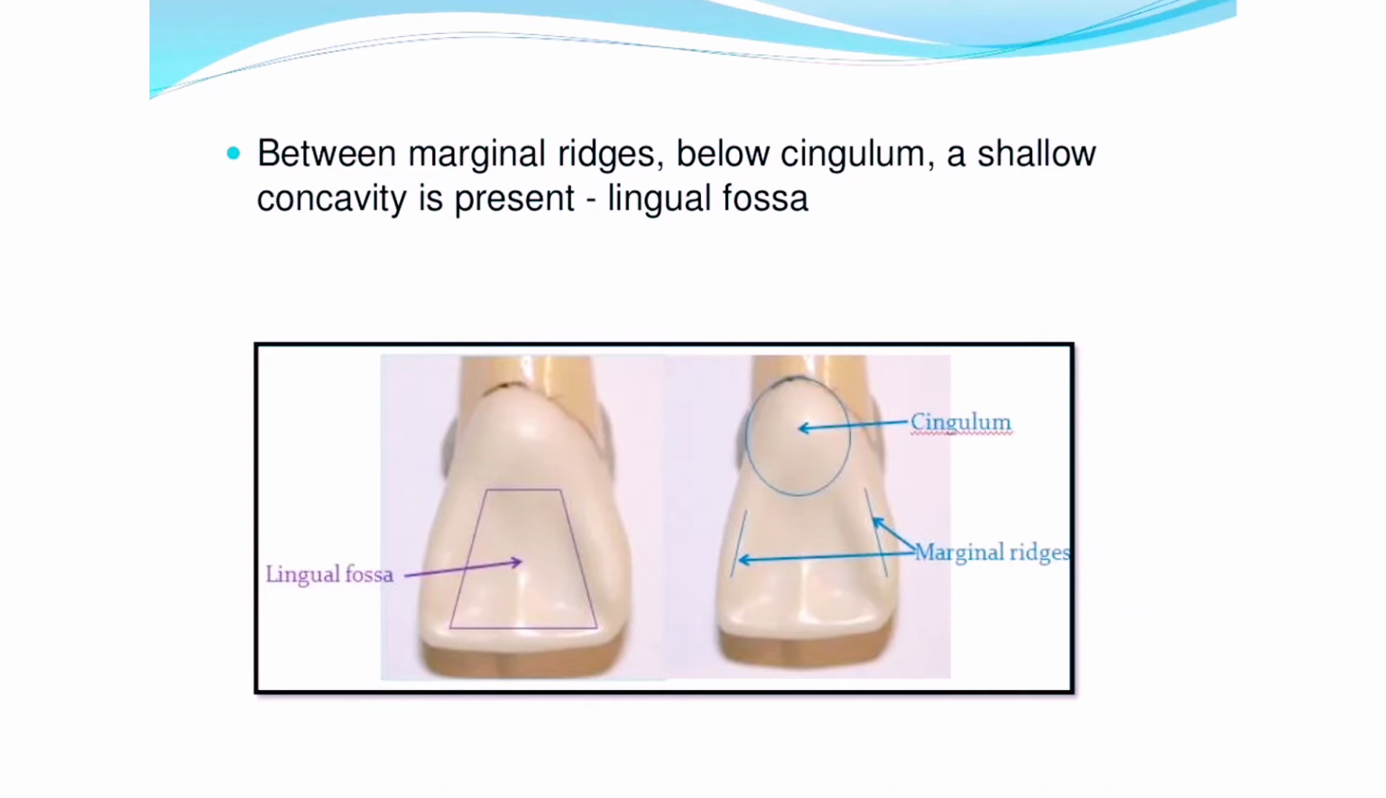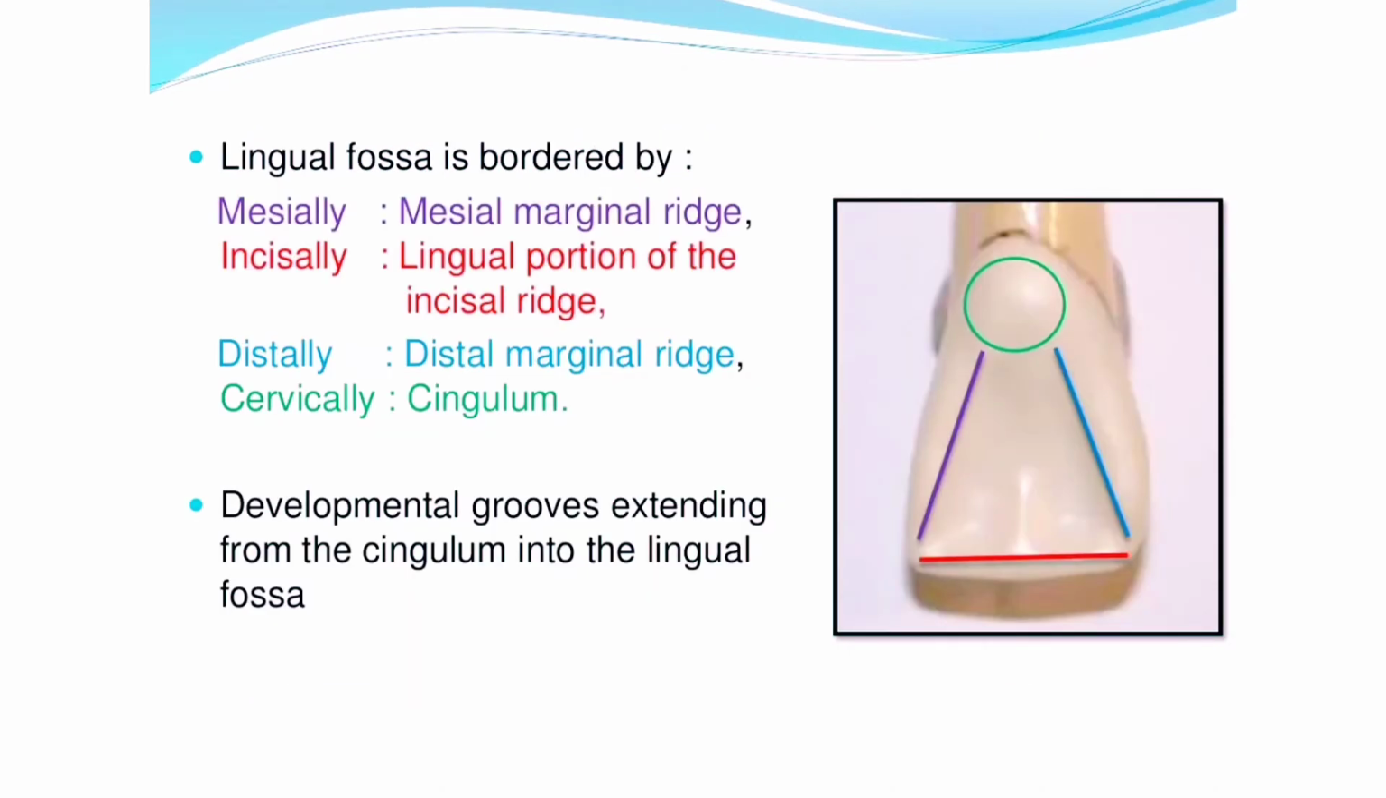Lingual fossa. The lingual fossa is bordered mesially by the mesial marginal ridge, incisally by the lingual portion of the incisal ridge, distally by the distal marginal ridge, and cervically by the cingulum. Developmental grooves extend from the cingulum into the lingual fossa.